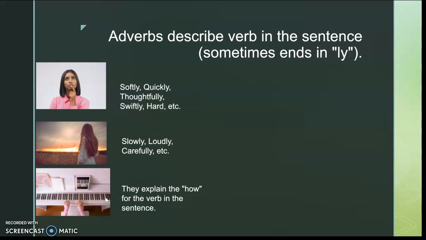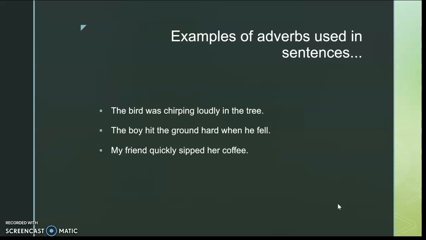Okay, but it explains the how for the verb in the sentence. Our next slide are examples of adverbs used in sentences. Again, remember our adverbs are helping the verbs. They help the verbs in the sentence. So for example, the first sentence, the bird was chirping loudly in the tree.